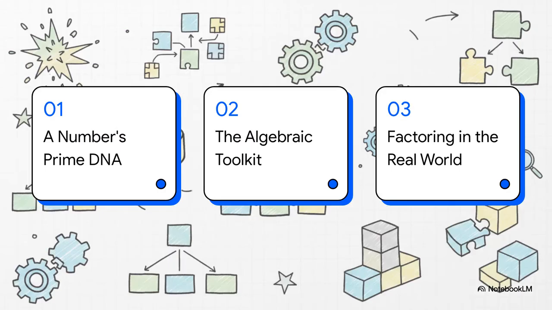Okay, so here's our blueprint for today. We're going to start with the DNA of numbers themselves, then we'll build up an algebraic toolkit, and finally we'll see how this whole concept actually constructs the world around us.